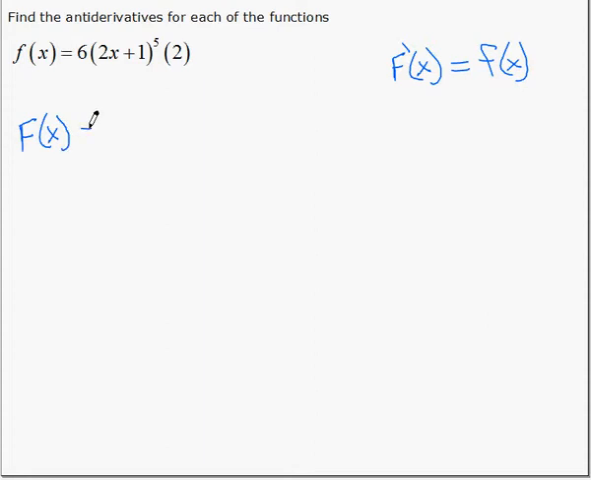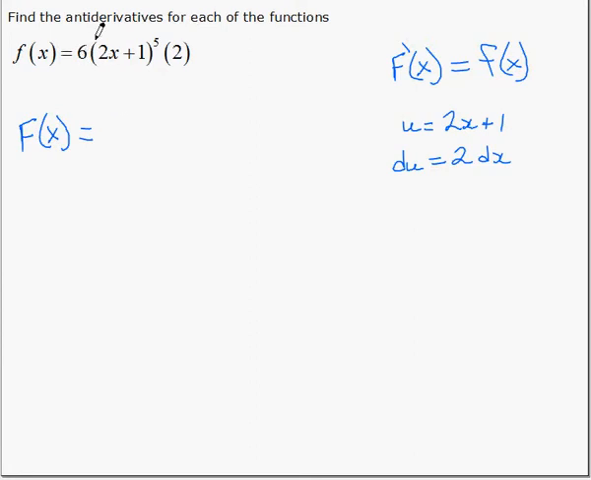Well, looking at the part that has the exponent, if we're taking the derivative, we bring exponents down, subtract 1, multiply by the derivative of the inside. Hopefully we can notice here that the derivative of 2x plus 1 is 2. So this is actually the derivative of the inside part here. One way to think about that is if we let u equal 2x plus 1, then the derivative of u is 2 dx. Okay? So the 2 here corresponds to the derivative of the inside.